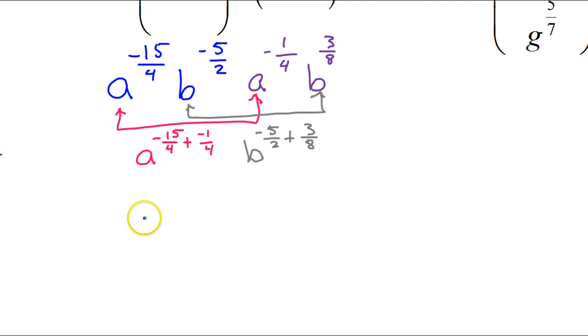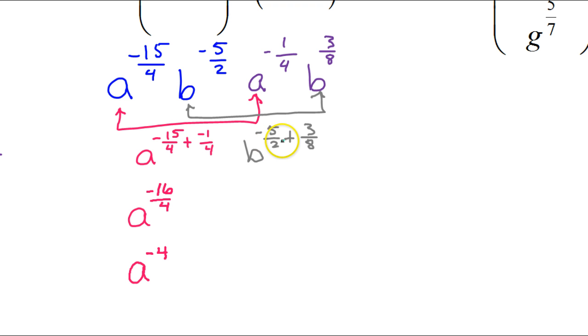So as far as the a's, I'm going to have a to the, look, -15 and -1 make -16. So I've got -16 over 4. Now that's going to reduce down to -4. -16 divided by 4 is -4. So I've got a to the -4 power.